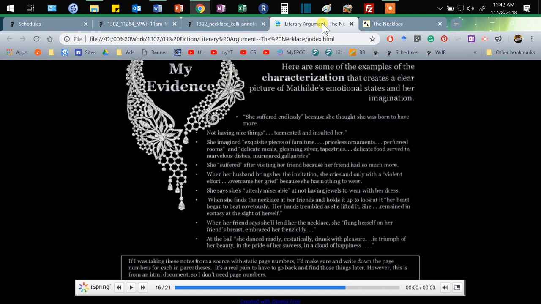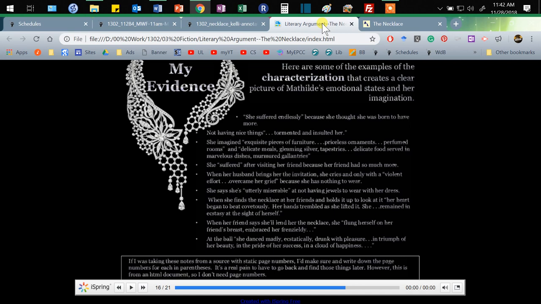At the start of the story, she suffered endlessly because she thought she was born to have more. She suffered endlessly. I mean, that tells us something about her, right? Nothing nasty tormented and insulted her. No, it's not just that she was bugged or irritated by it. No, this tormented and insulted her. She imagined exquisite pieces of furniture, priceless ornaments, perfumed rooms, delicate meals, gleaming silver tapestries, delicate foods served in marvelous dishes, murmured gallantries. She's not telling us this; we're getting the narrator telling us this. This is what's going on in her head. She sees these fancy dinners, all this stuff going on, right?